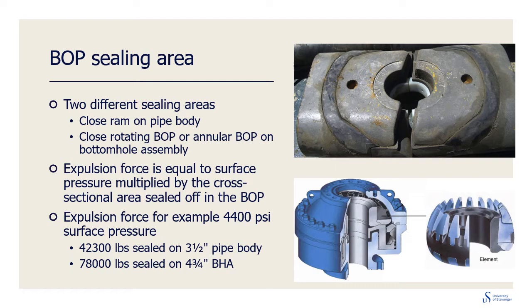Shown below is an annular BOP, which is designed to seal on an irregular surface, such as bottom hole assembly or pipe connection. The expulsion force is proportional to the square of the sealing diameter. For the field case discussed later in the presentation, we note that 4400 psi surface pressure creates an expulsion force of 78,000 pounds when snubbing the 4 3/4 inch bottom hole assembly, which is nearly twice that of snubbing the 3.5 inch pipe body.